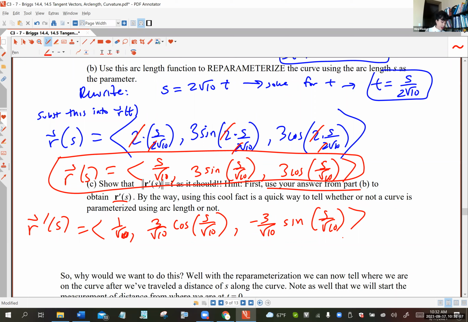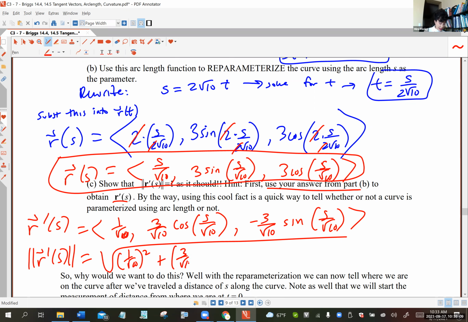So now go get speed. That's the magnitude. So you're going to have the square root of the sum of the squares of all of these components. It's going to be kind of messy. I know. And sometimes, you know, Calc 3 gets a little messy.